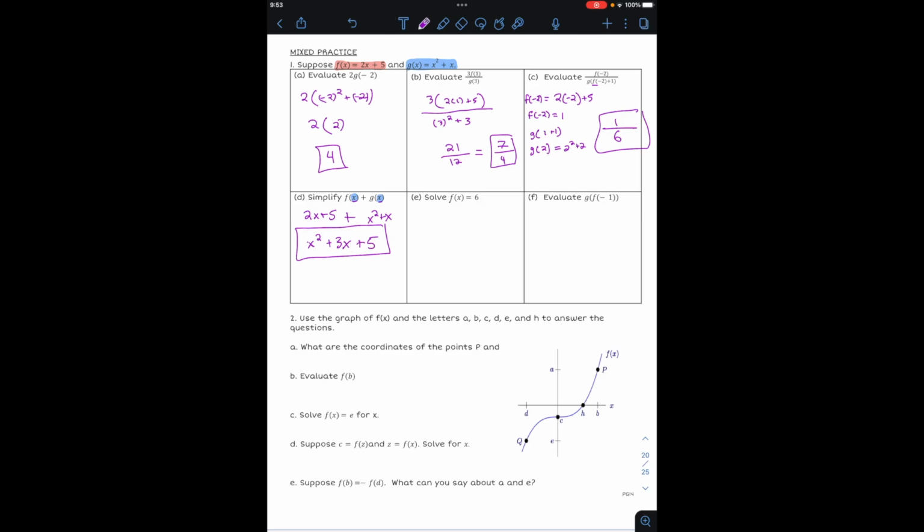Solve f of x equals 6. So we want to know for what value of x is our output of f of x 6. So we just say 6 equals 2x plus 5, 1 equals 2x. x is going to be 1/2.